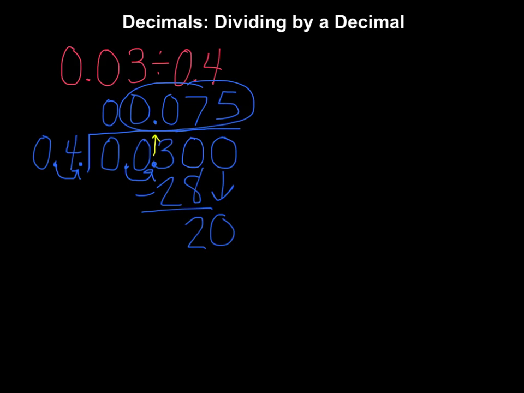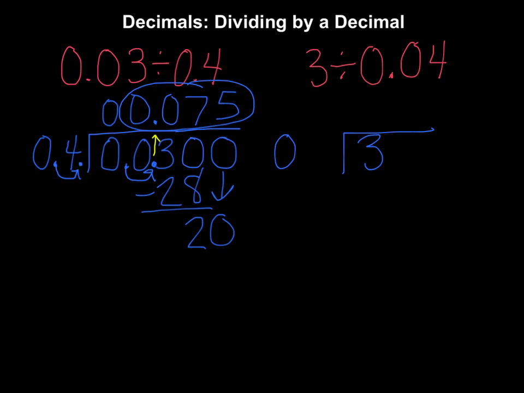And we're going to do one last example. This time we're going to do 3 divided by 0.04. So inside the division box goes the first number just like before, and outside goes my second number. Now this time I have 2 decimal places, which means that in order to turn this to a whole number I'll have to move over once and twice. Now to balance that out, that means I need to move this decimal twice as well.